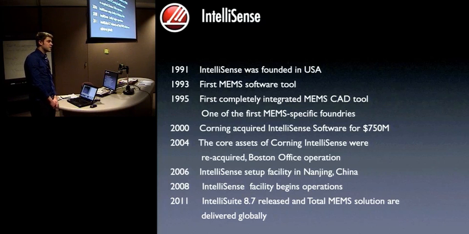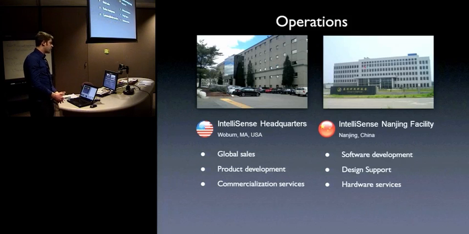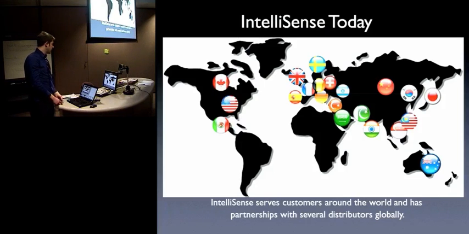We were founded in 1991 as a spin-off from an MIT lab. We were the first completely integrated CAD tool for MEMS. We were acquired by Corning, and they acquired our software portion of the company as well as our fabrication facility in Wilmington, Mass. We later reacquired the software portion, and now we focus on our MEMS software. And more recently, we developed a fabrication facility in Nanjing, China. So we provide our users with both software and some low-volume fabrication services.